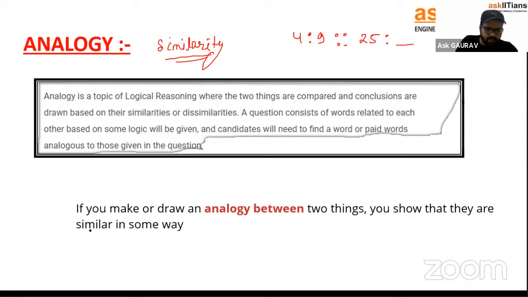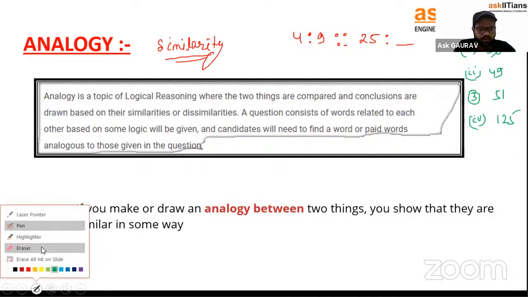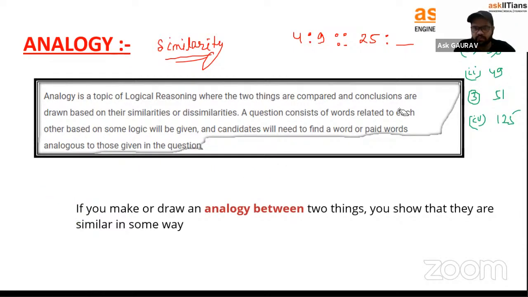So yes, somebody is saying 36. Yes, 36 may be right. Why not 49? Like 49 can be there. Okay, let me just give you the options also. First is 36. Second is 49. Third is 51. Fourth is 125. What will be the answer? Tell me now. Dharmendra Kumar Patel is saying 51.